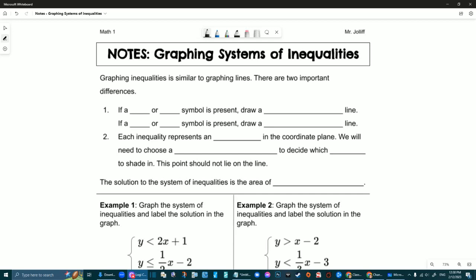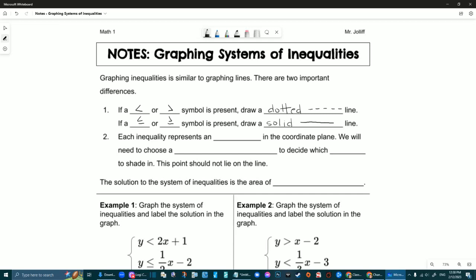So the first difference is we have to make a decision what kind of line we want to draw. If we have a less than or greater than symbol in our inequality, we want to draw a dotted line. This tells us that points on the line are not part of the solution. If we have a less than or equal to, or a greater than or equal to, we want to draw a solid line. This tells us points on the line are included as part of our solution. So that's the first difference.